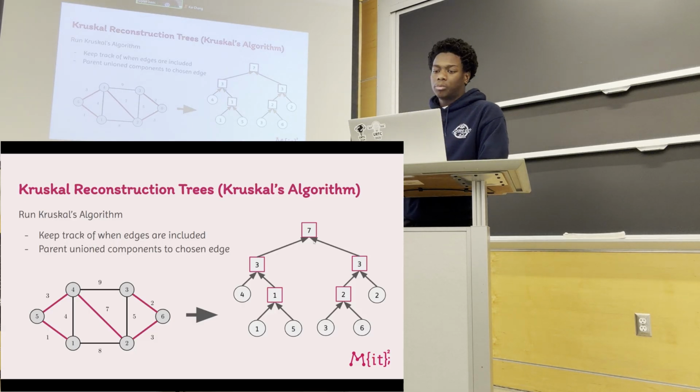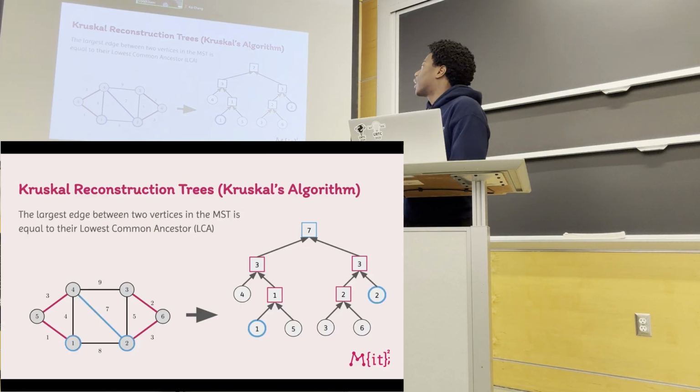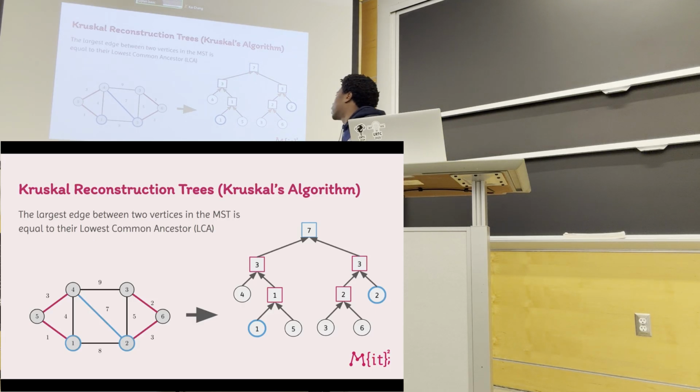It has a nice property where the result of our query is just the lowest common ancestor of the two points. For example, if you want to find the largest edge separating 1 and 2, it's the lowest common ancestor in this tree, which is 7. And again, for vertices 2 and 3, the lowest common ancestor is 3.